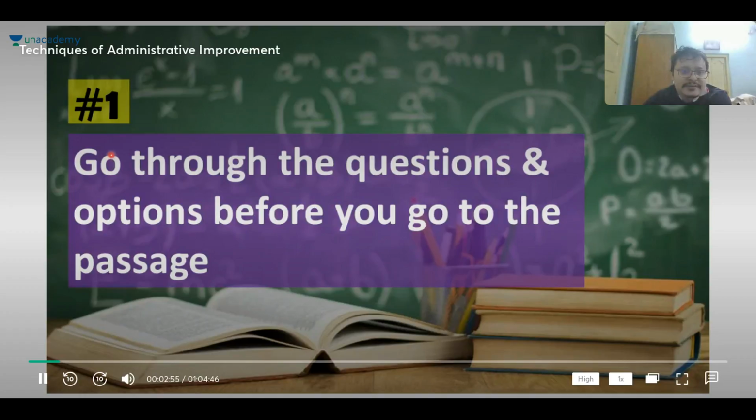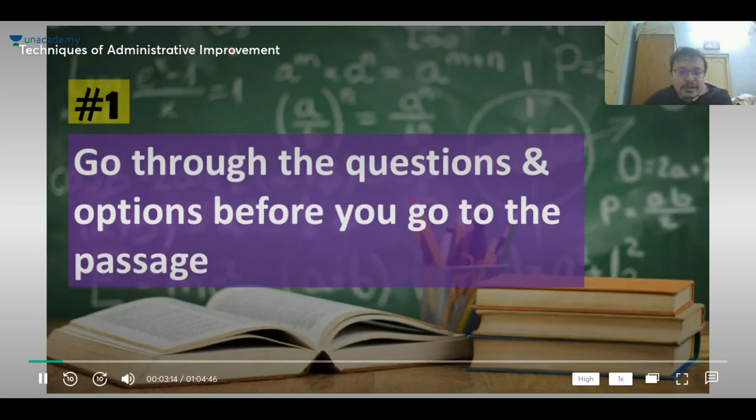So with this in mind, let's get started with the first of our tips on scoring high in the reading comprehension section.